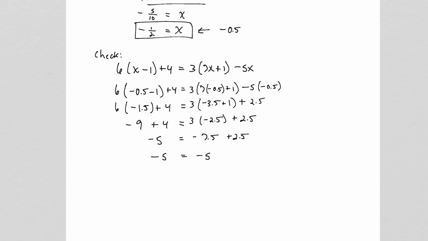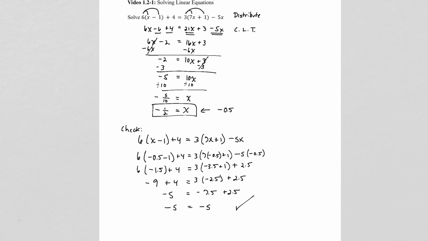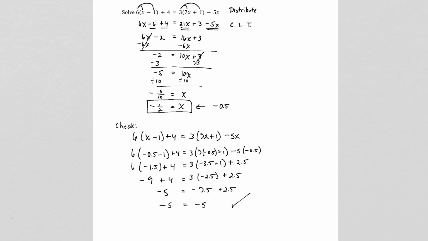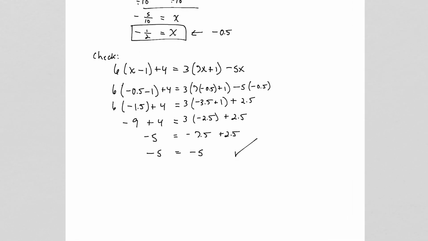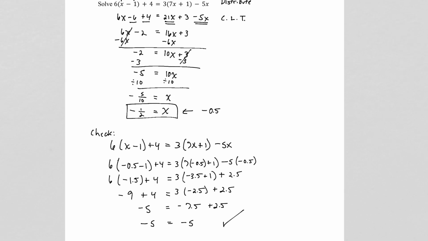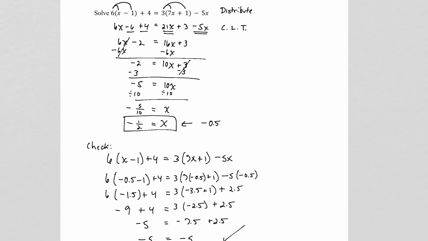And you can see that the left side is equal to the right side. So our solution of x equals negative a half is true. That is a correct solution. And before we go, I want to reiterate, checking your solution after you've solved an equation is a really good idea to ensure that you got the correct answer. If we had done this check and say we got negative 7 on the left is equal to negative 5 on the right, that would tell us that we made a mistake solving the equation above. So hopefully this helps.